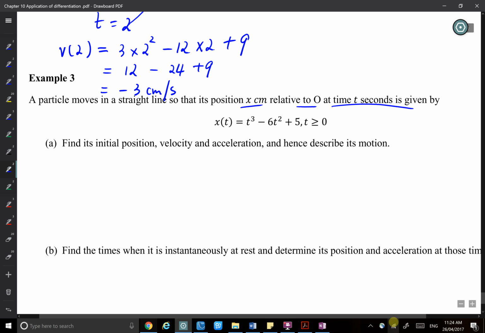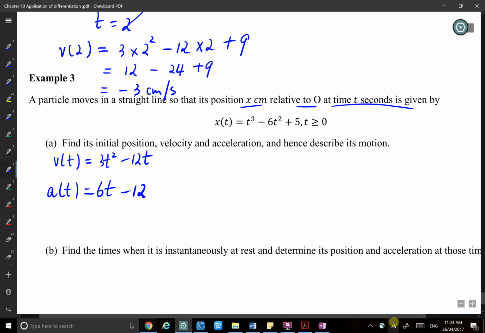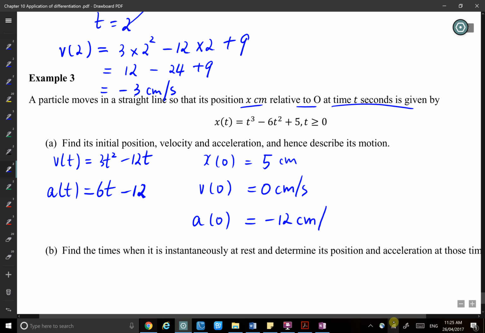So let's find our v(t) first. v(t) equals 3t squared minus 12t, and a(t) equals 6t minus 12. So x(0) equals 5 centimeters. v(0) equals 0 centimeters per second. And a(0) equals minus 12 centimeters per second squared.